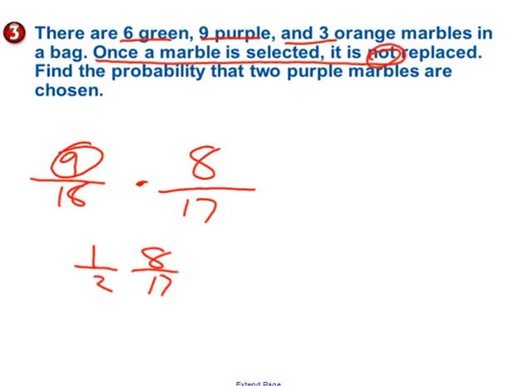8 out of 17, I'm gonna do a little reducing here. 2 go in there once, 2 go in there 4. 1 times 4 is 4. 1 times 17 is 17. So there's a 4 out of 17 chance of drawing 2 purple marbles in a row.